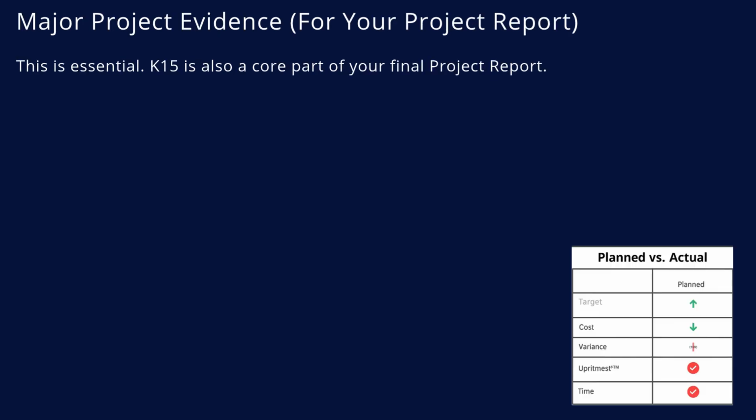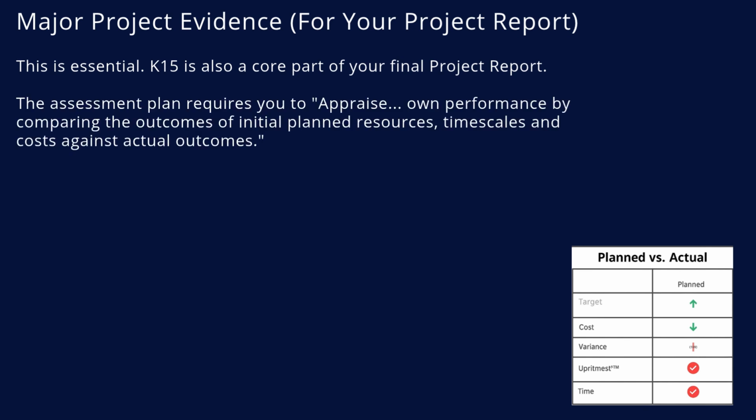Now, listen closely. This is the most critical advice I can give you for your final assessment. K15 is also a core part of your final project report. This isn't optional, it's a specific requirement for a pass, and doing it well is key to a distinction. The EPA plan explicitly says you must appraise own performance by comparing the outcomes of initial planned resources, timescales, and costs against actual outcomes. Here is exactly how you do that.